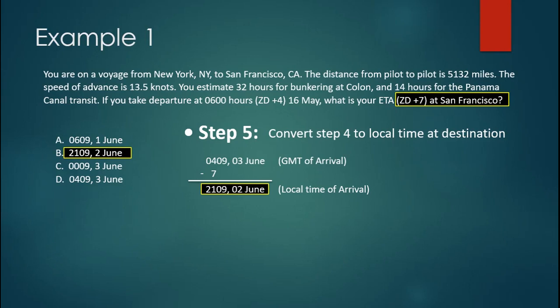All right, well, some of these problems, they do not have any delays in them at all. At that point, then you're just going to take your travel time and convert it to days, hours, and minutes, add it to your Greenwich Mean Time of departure, then convert that to local time, and everything should work out.